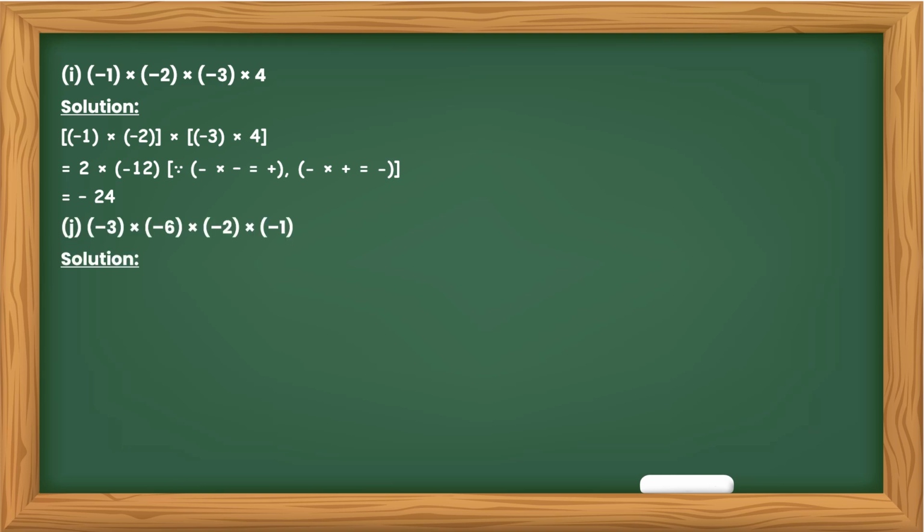J question is minus 3 into minus 6 into minus 2 into minus 1. Again let's pair up. So 3 sixes are 18, minus into minus is plus, and 2 ones are 2, again minus into minus is plus. So 18 into 2 is 36.